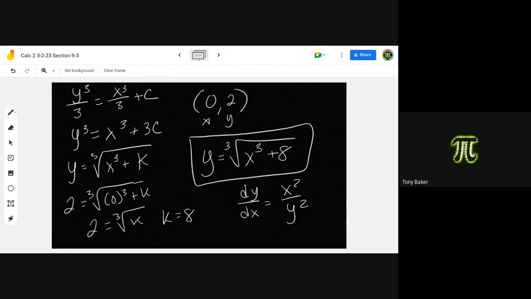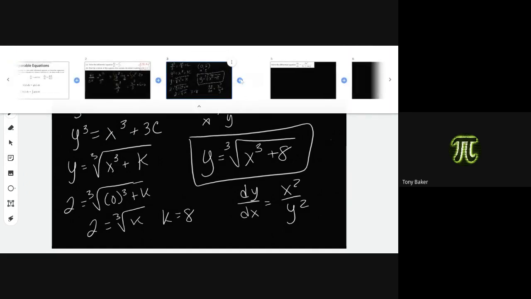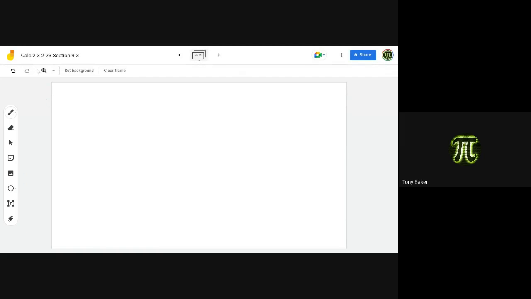Let's try. We'd have to use the chain rule for this one. So let's try the derivative of it. So I have y equals the cubed root of x to the third plus 8. That's the same thing as saying x to the third plus 8 to the 1/3 power, right? Yes? Okay.